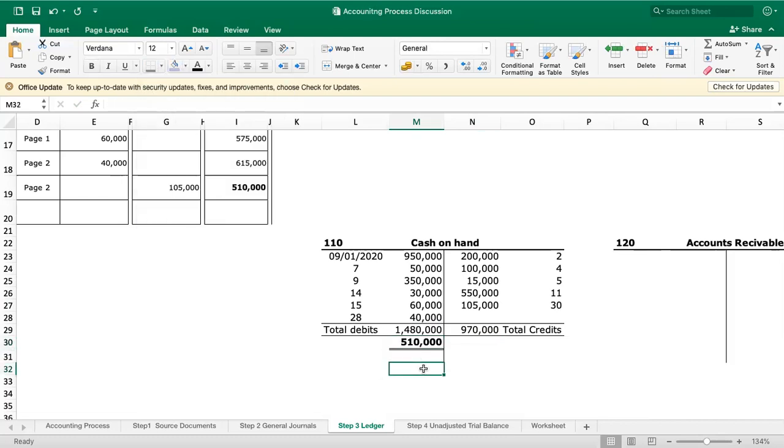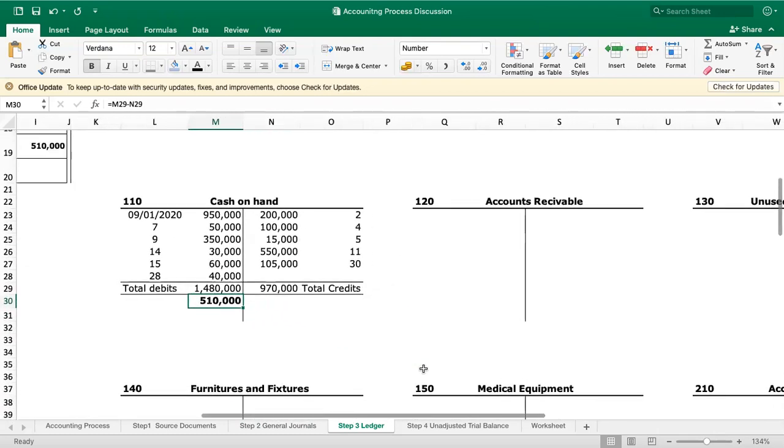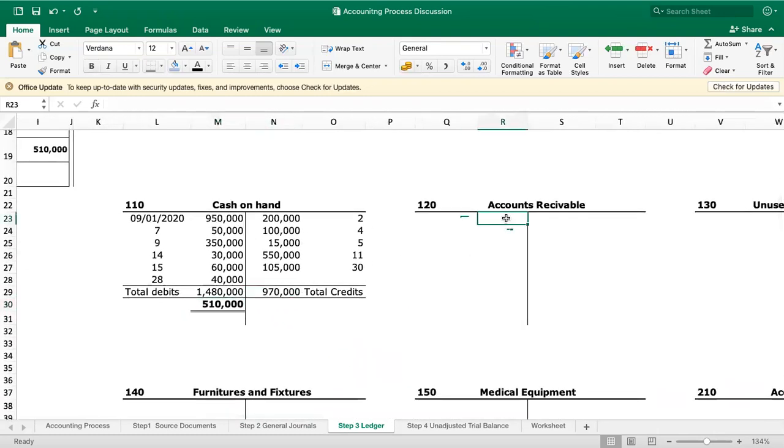So that means that is the balance of your cash as of this period, before adjustment. It is very important in accounting to put a double rule. That means that's the balance already. Okay, so 510,000. For the next illustration, let's use the T account. So here you have accounts receivable.